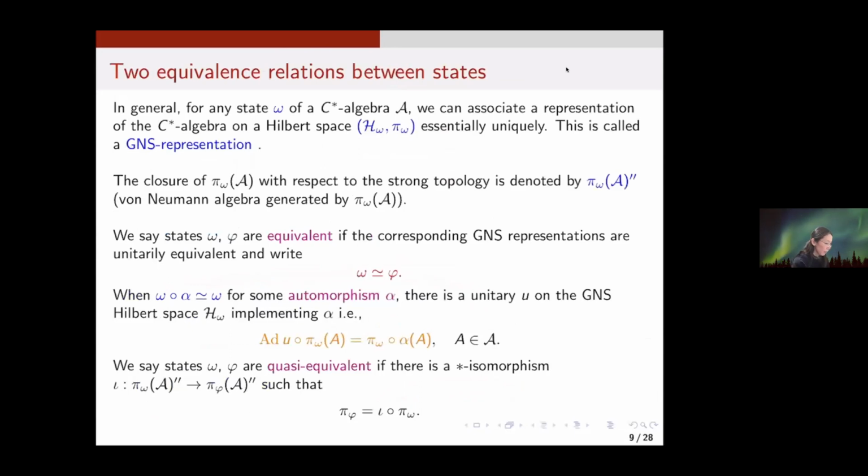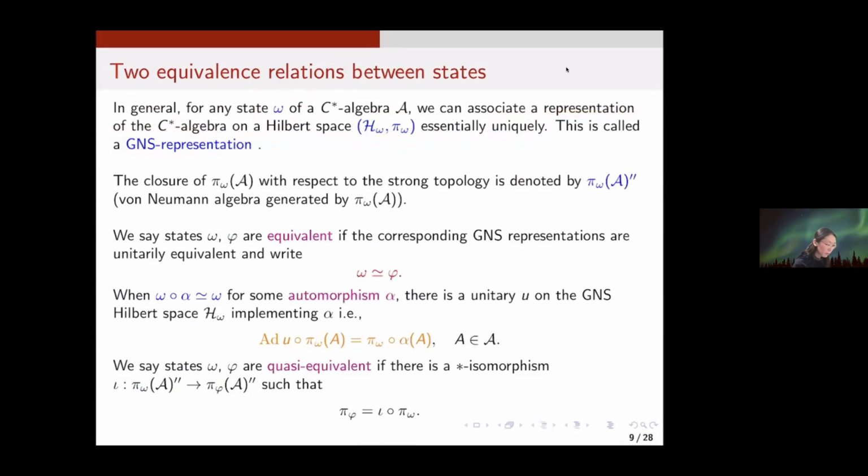Basically, I would like to introduce two equivalence relations between states. In order to do that, first let us recall the GNS representation. Recall that for any state omega on a C*-algebra A, we can associate a representation of the C*-algebra on a Hilbert space, essentially uniquely. Such a representation is called a GNS representation.